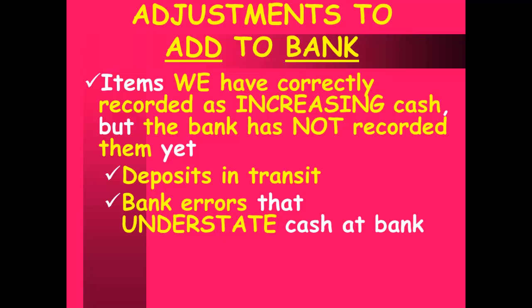The other item we would add to the bank balance would be an error the bank made that understated cash at the bank. What if someone else wrote a check and those silly people at the bank took it out of my account instead of the other person's account? Well, that would make my balance go down. What would I do? Well, I'd probably pick up the phone and call them and they would fix that. And next month, what would they do? When my bank statement arrives next month, I'm going to see that it has gone back up. Why do we add these? Well, when these items show up next month at the bank, they're going to make my balance go up.